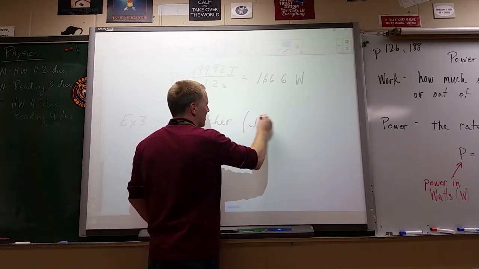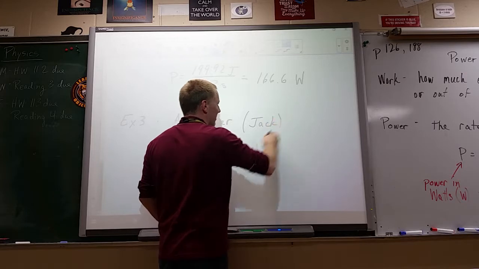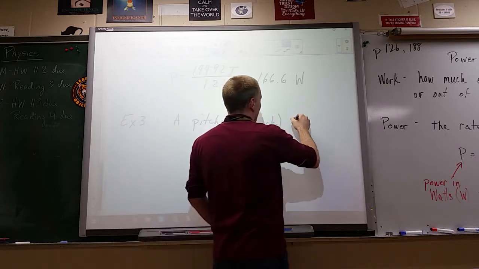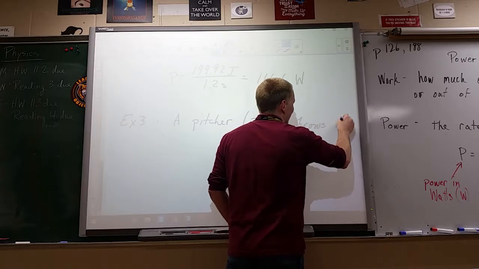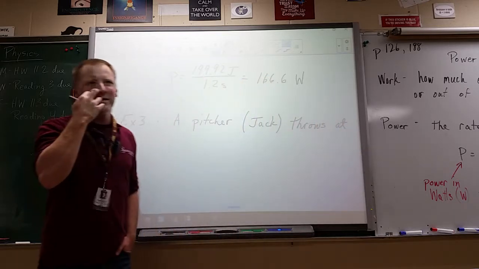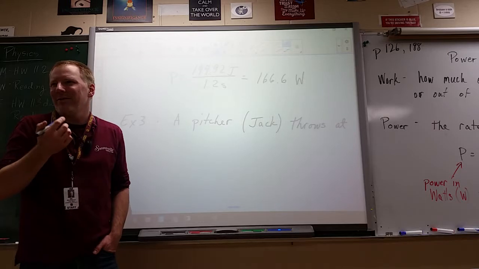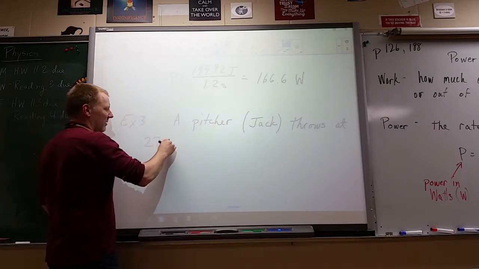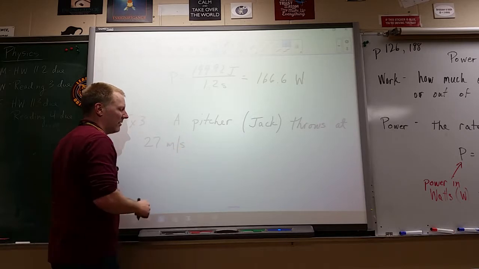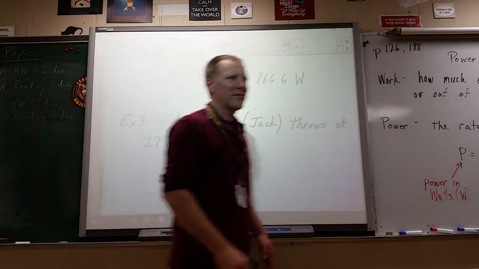So a pitcher, let's just call him Jack, throws at 60 miles an hour, something like 27 meters per second, let's call it. I don't know what the mass of a baseball is.